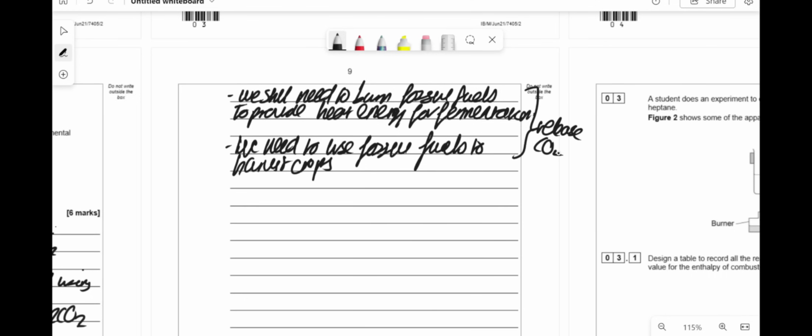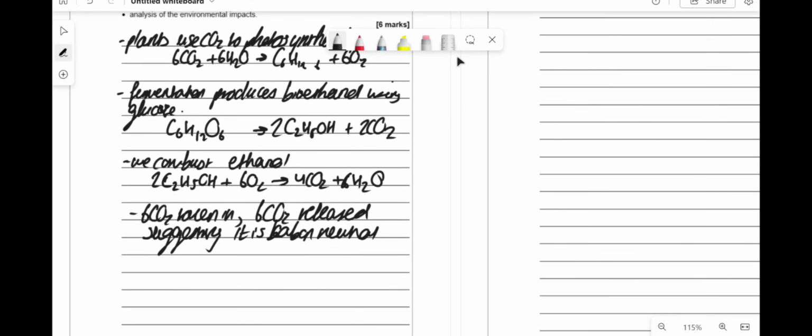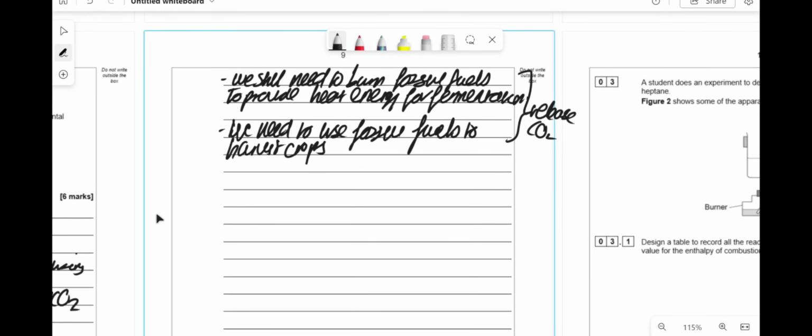But that doesn't match with what we said here because we said that it's a perfect CO2 in, CO2 out. But these processes that are outside of this release CO2. So there's an imbalance. Therefore, it can't technically really truly be 100% carbon neutral for those reasons.